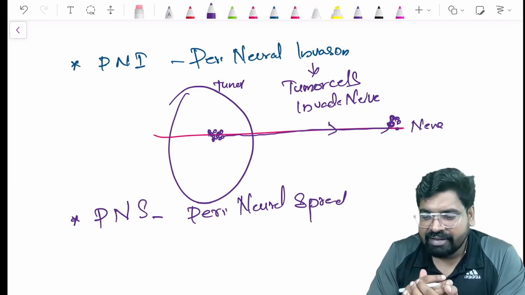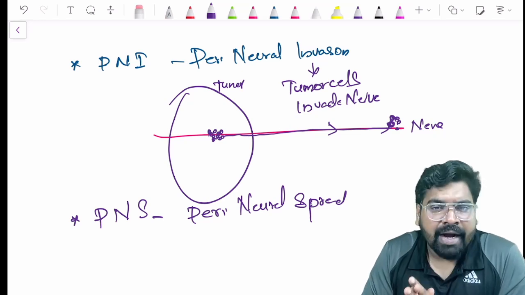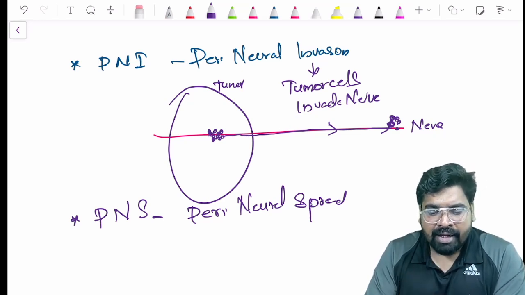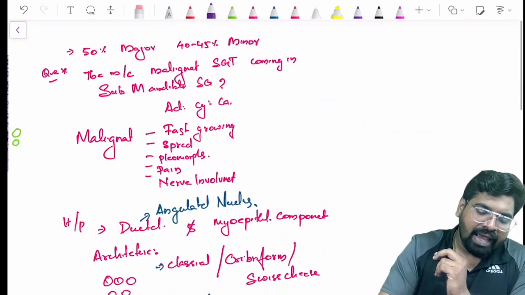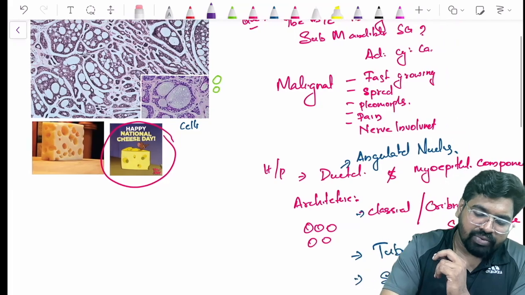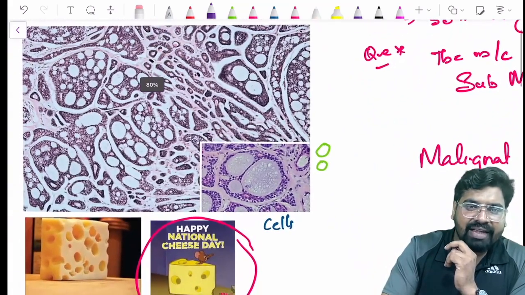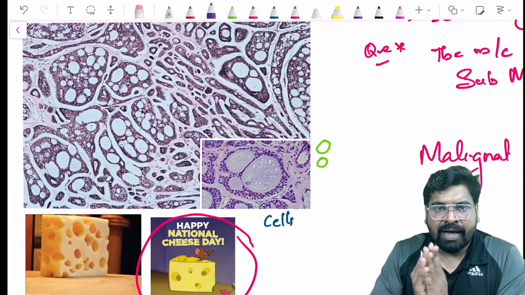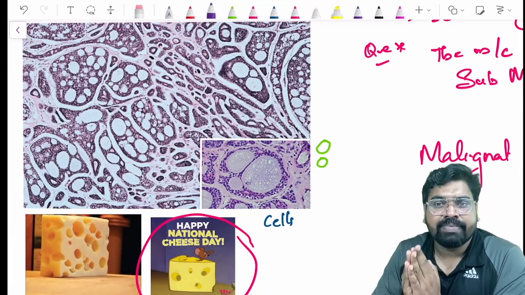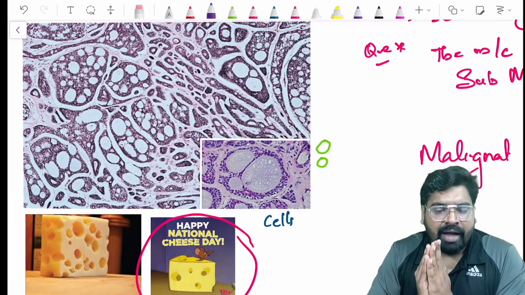I am discussing this based on the previous questions. I hope adenoid cystic carcinoma is clear to you. Please remember this image. This is an image-based question, and I think it is very easy to identify. Just see the cheese pattern, the Swiss cheese pattern. I hope it is clear to you.